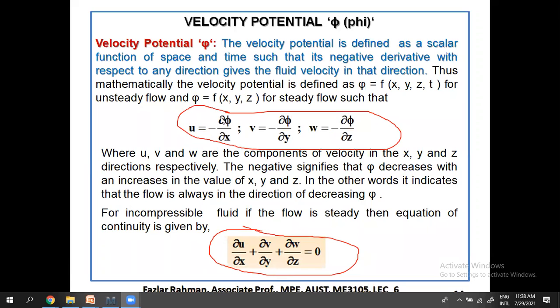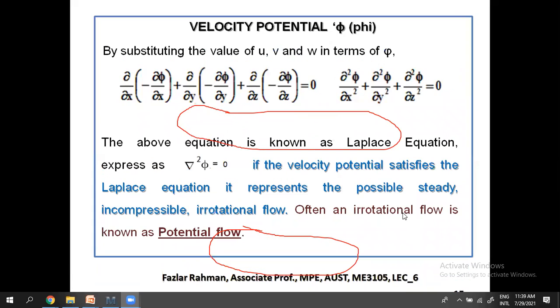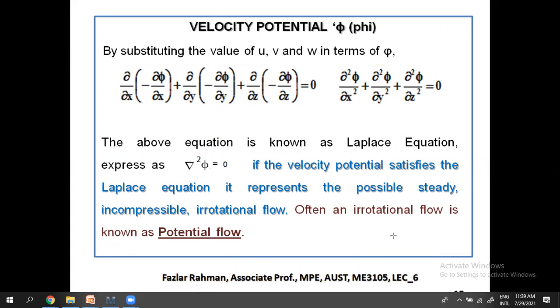Now, this u, we can put it over here, u, v, and w. If you put it over here, then this is u, this is v, and this is w. So ultimately, your continuity equation becomes this one. And if you try to remember your math class, this equation is called the Laplace equation. In short form, you can write the Laplace equation as del square phi equal to 0.